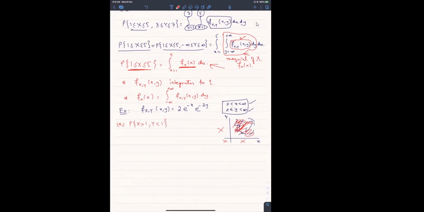X is greater than 1 and y is less than 1. Let me just try to draw that region. ठीक है? ये region draw करते हैं. PDF नहीं अभी हम draw करेंगे, लेकिन ये region draw कर देते हैं. X greater than 1 and y less than 1.